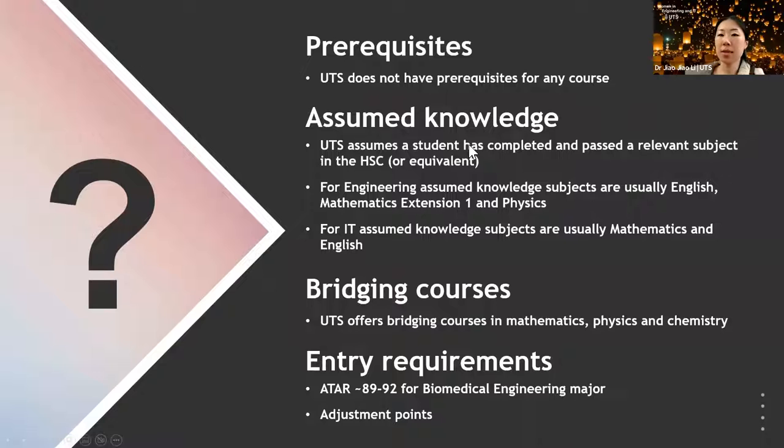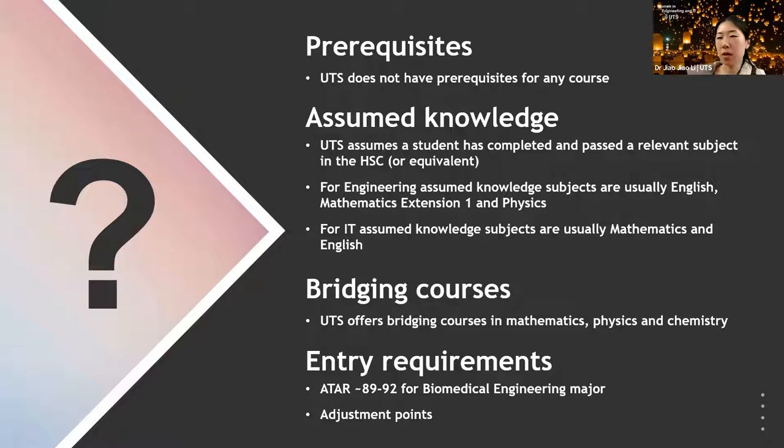Again, I'm using UTS as an example, but I think most universities are now removing prerequisites for most STEM degrees. But if you want to do a degree in science or engineering, at least, then I think assumed knowledge would be, you have to do English, but Maths Extension 1 would be pretty standard as assumed knowledge, and also physics and/or chemistry. You don't necessarily need to have done either, because in your first year of uni, you do all the fundamental subjects related to physics and chemistry anyway.